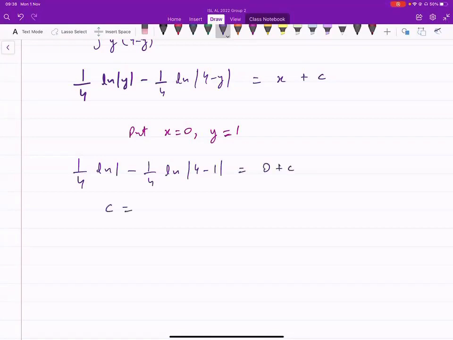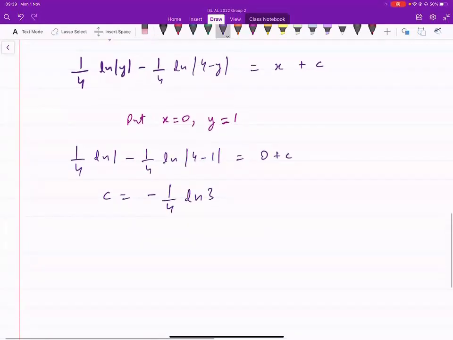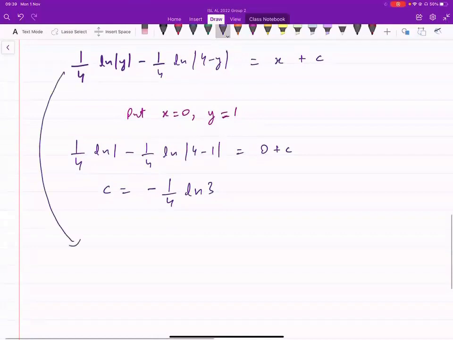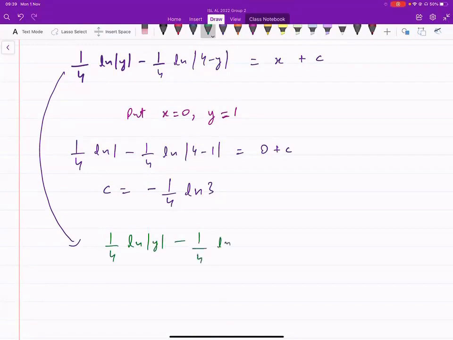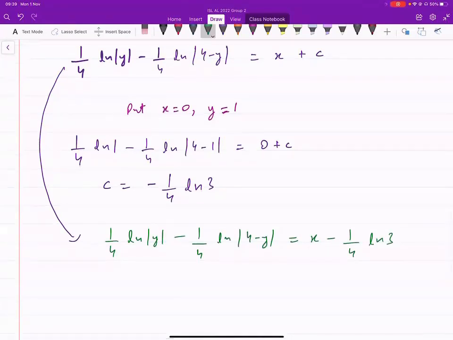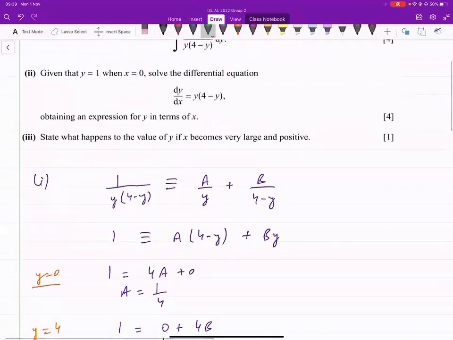So c की value हमारे पास क्या आ जाती है? Minus 1 over 4 ln 3. ठीक है? That's the value of c. ये c की value जब आ जाएगी इसको वापस input कर देते हैं. So what do we get there? We get 1 over 4 ln of y minus 1 over 4 ln of 4 minus y equals x minus 1 over 4 ln of 3. This is what we get. We need y in terms of x. What do we do now?